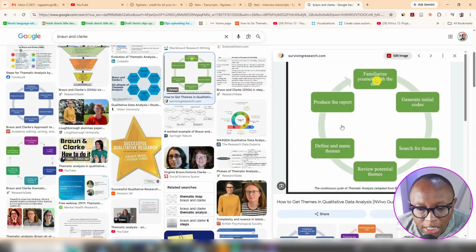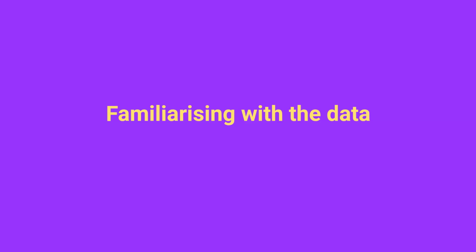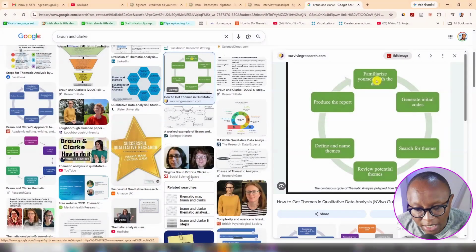Braun and Clarke introduced two scholars. Here they are, Virginia Braun and Clarke, who introduced six steps of doing thematic analysis, which include familiarizing with the data, generating initial codes, developing themes, reviewing the themes, defining and naming themes, and finally producing the report. So if we familiarize with the data by reading the transcripts, then we generate initial codes.